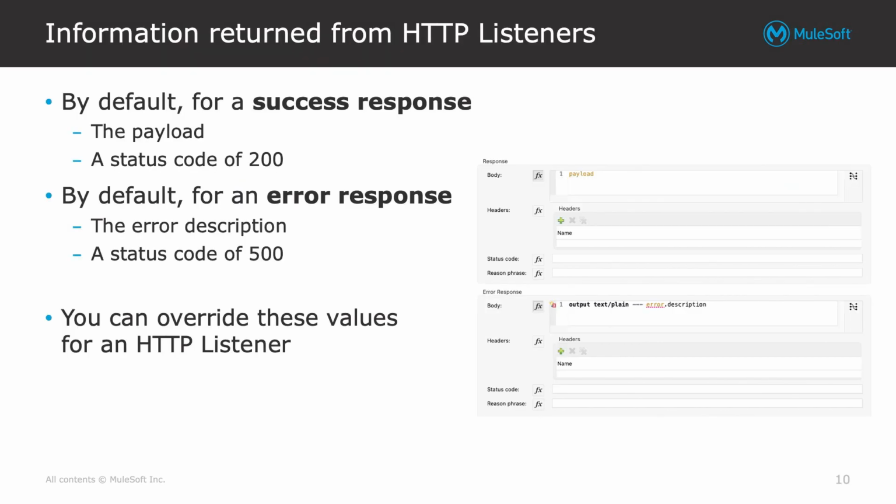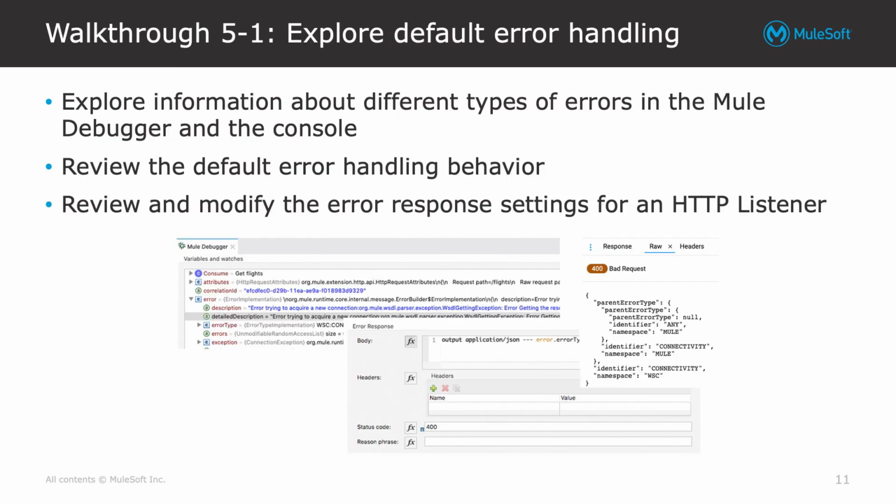In Module 1, you learned how to configure the response that gets returned from the HTTP listener. Remember that there are actually two responses that can be configured, a response and an error response. By default, the error response returns the error description as plain text, along with the status of 500, server error. In the first walkthrough, you will use the debugger to explore different types of errors and experience the default error handling behavior. Then modify the error response that's returned to the client.